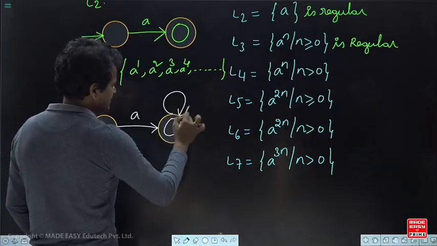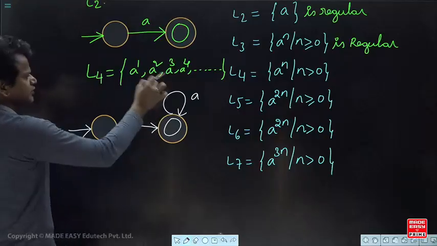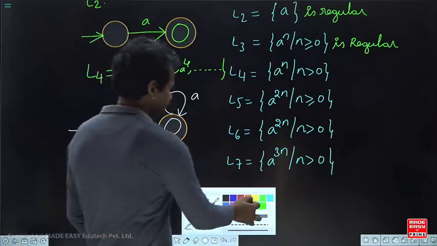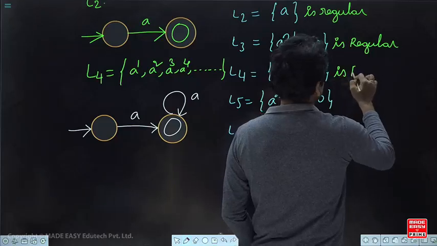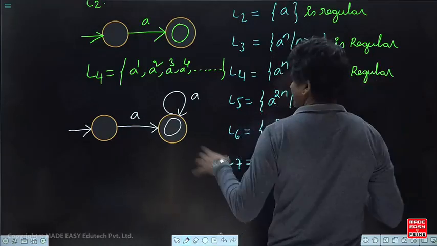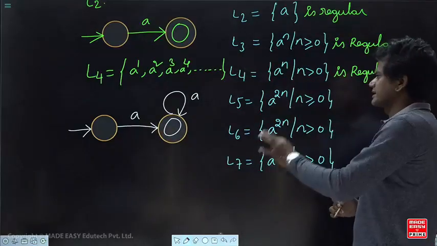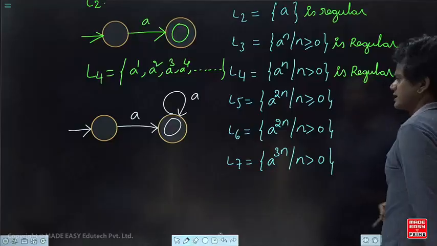And after this, take a self loop: a square, a cube, a power 4, a power 5. Therefore, we can accept all the strings of L4. L4 is not having epsilon, and epsilon will not be accepted by our machine. So we can construct a finite automata to accept L4. That is the reason L4 is a regular language.